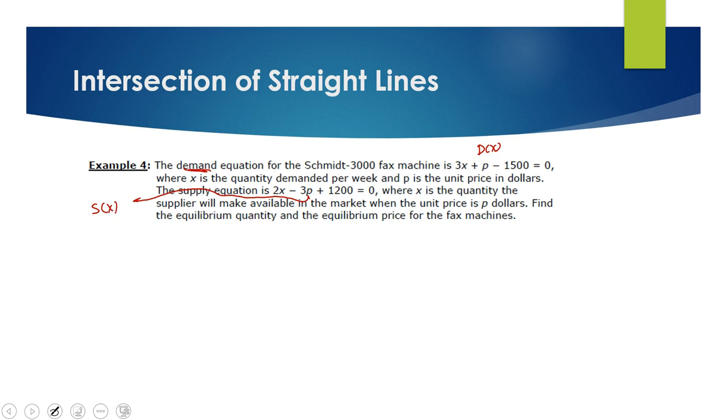Essentially, they want you to find where these two are at equilibrium. They want you to figure out the X value and, of course, the price as well. So find the equilibrium quantity and the equilibrium price, because that's what it's going to be. The X is going to be the equilibrium quantity. The P is going to be the equilibrium price for the fax machines. So take a moment, work this out, and see if you can come up with the answer.